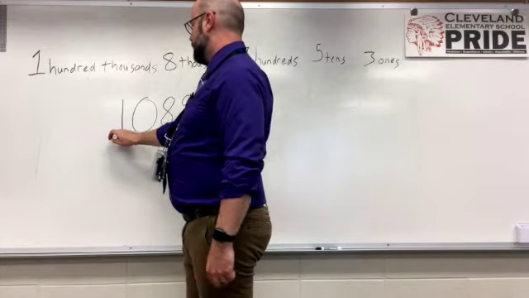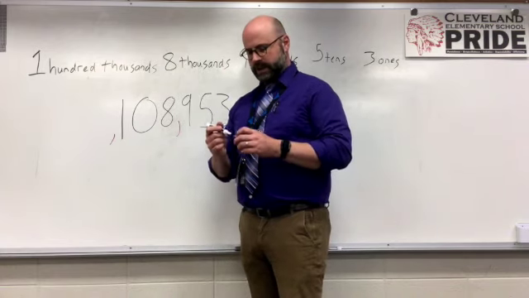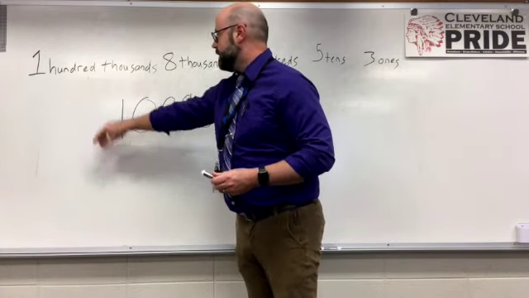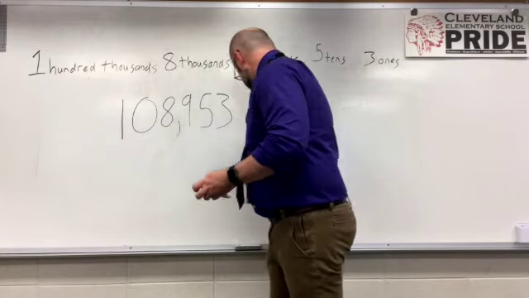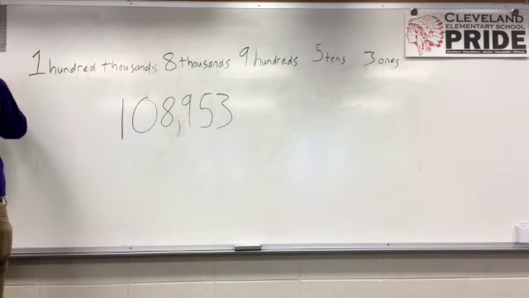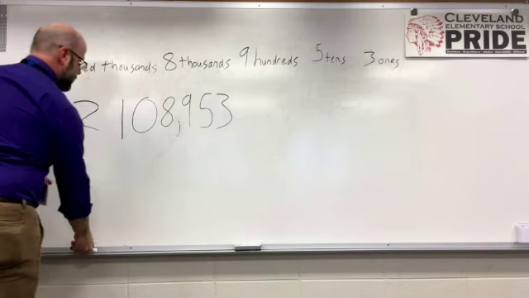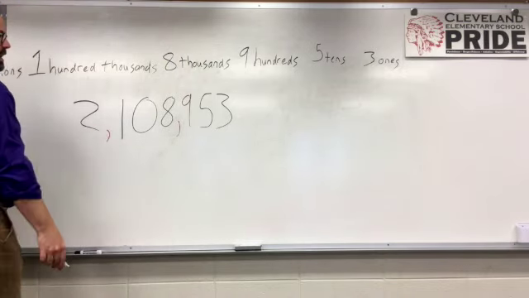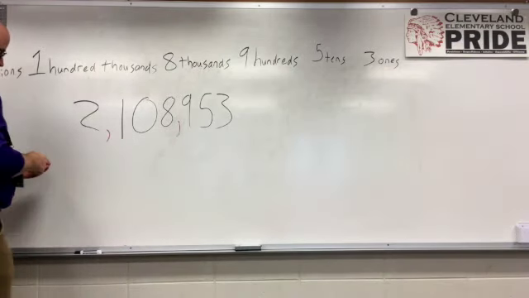Bam. Do I put a comma here, even though there's no other numbers? Nope. There is no comma that goes there. If I had another number here, if we got up into the millions, let's say this number was 2 millions, then I would put a 2 here. And then I'd have a comma because I have 3 numbers here, 3 numbers here. Bam.